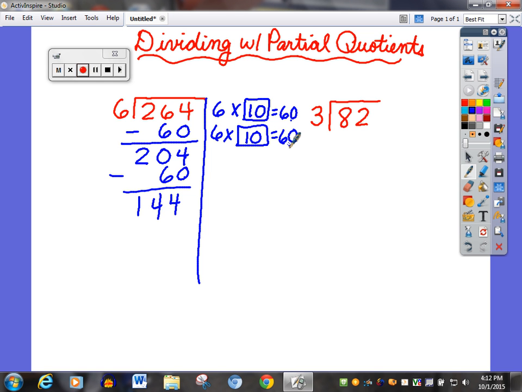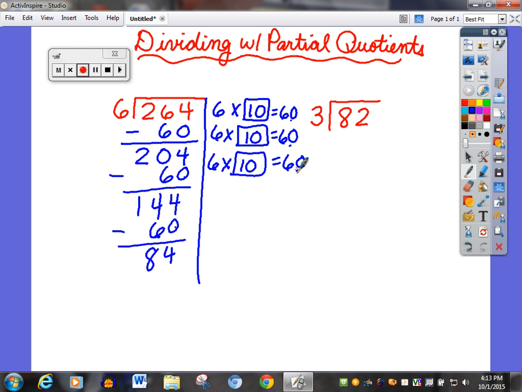Can I take 60 out again? Of course I can. 6 times 10 equals 60. And so I take that 60 out. 4 minus 0 is 4. And 4 minus 6 is not possible, but 14 minus 6, of course, is 8.